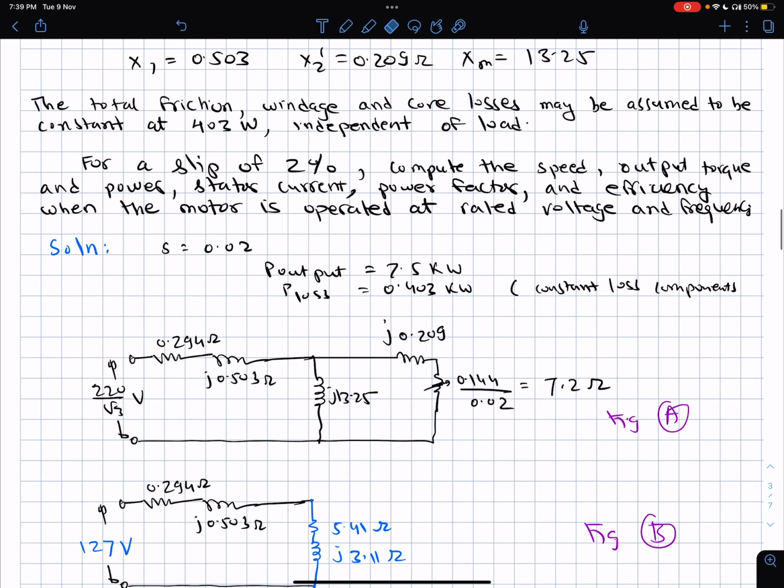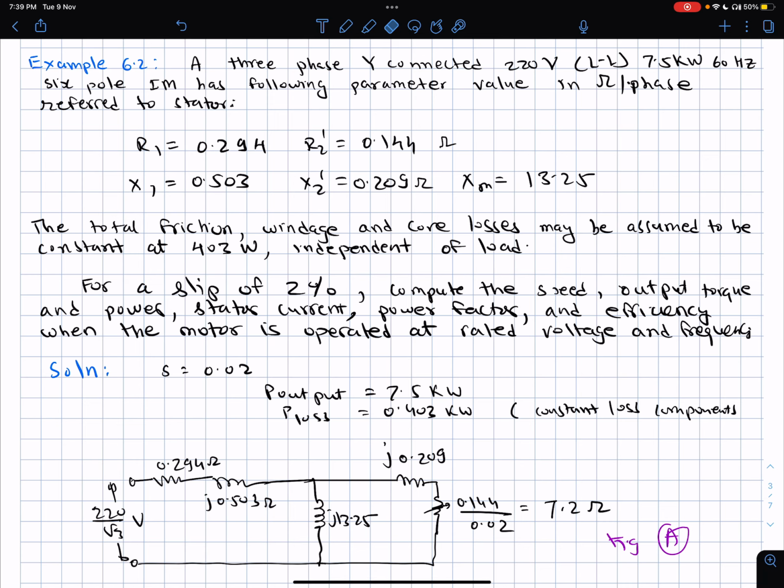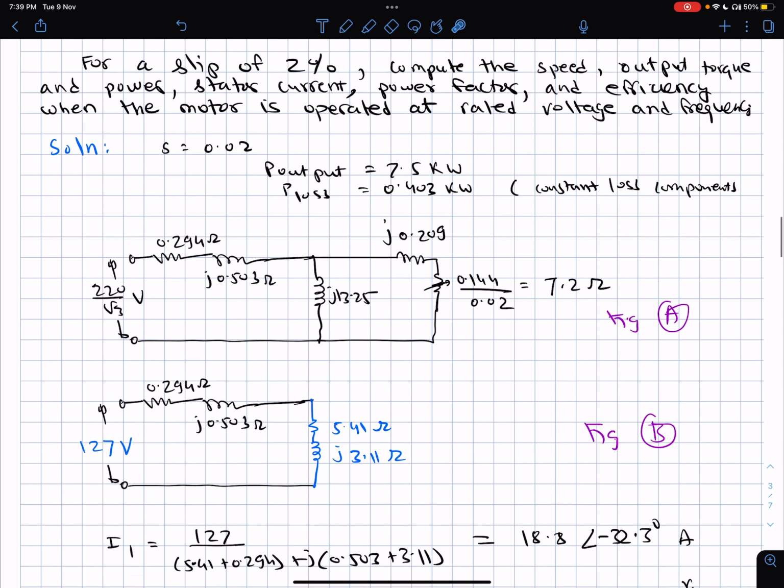For a slip of 2%, compute the speed. I'm sorry, speed is straightforward. This is not going to be a problem. Output torque and power, stator current, power factor, and efficiency when the motor is operated at the rated frequency.